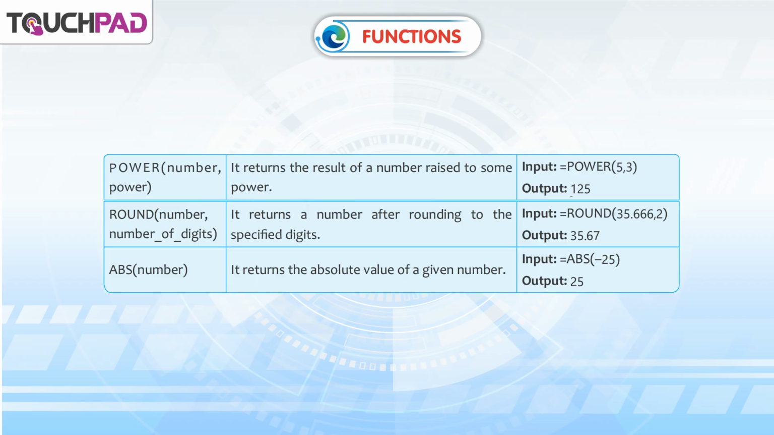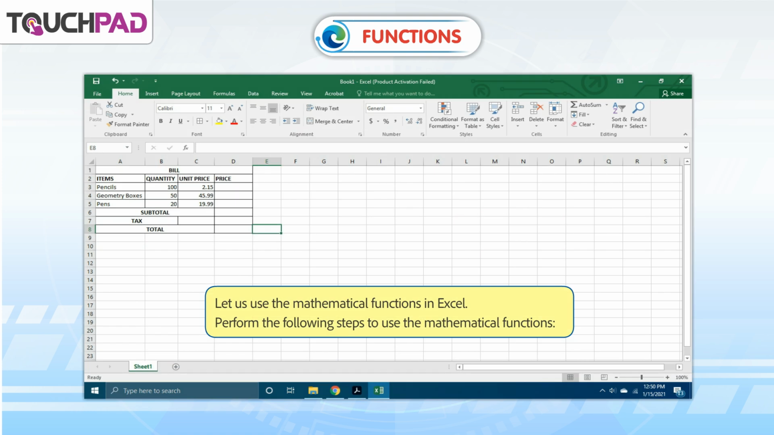Output: 125. ROUND(number, num_digits). It returns a number after rounding to the specified digits. Input: =ROUND(35.666, 2). Output: 35.67. ABS(number), absolute number. It returns the absolute value of a given number. Input: =ABS(-25). Output: 25.